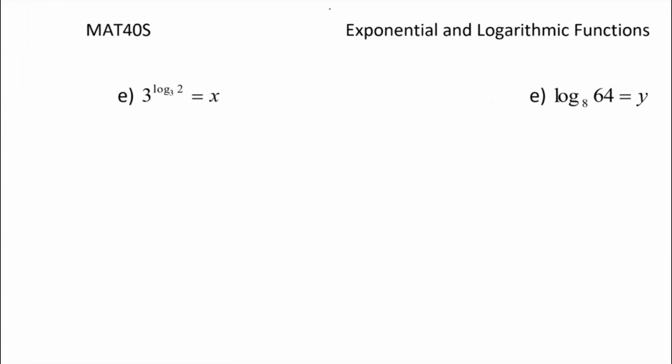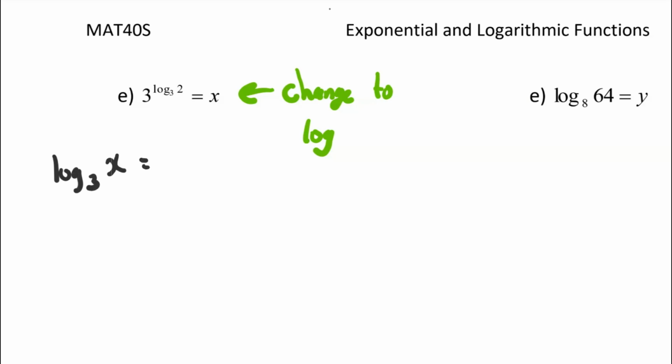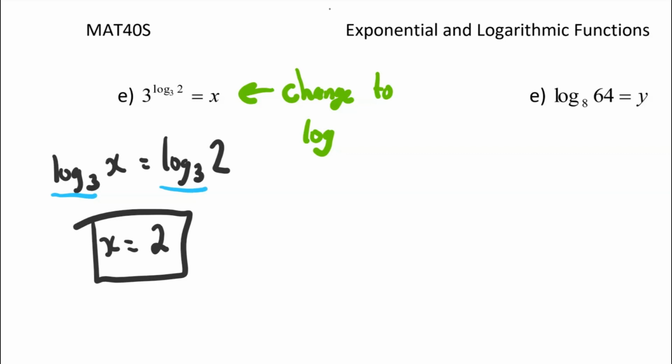This one, we have 3 to the power of log base 3 of 2 is equal to x. So what we're going to do, make a little note for ourselves, is change this to a log. If we change it to a log, that means log base 3 of x is equal to log base 3 of 2. Since we have log base 3 on both sides, if we drop them, not cancel them, we're not canceling anything, we can logically say x must be 2. Because one argument is x, and the other one is 2, that must mean that x must be 2.